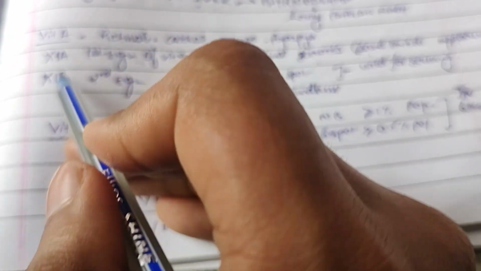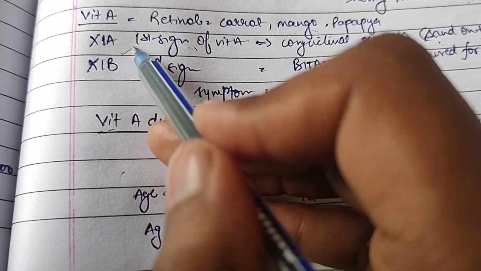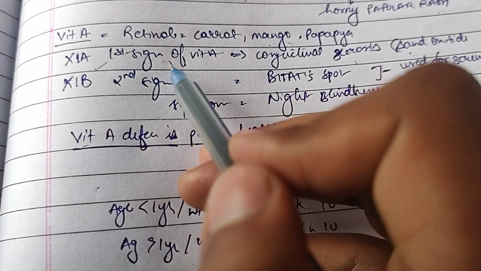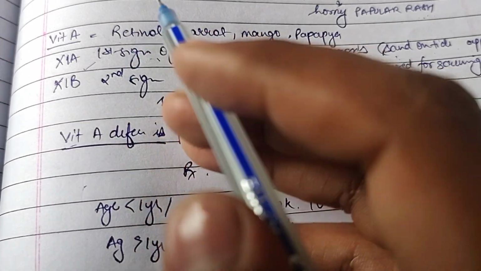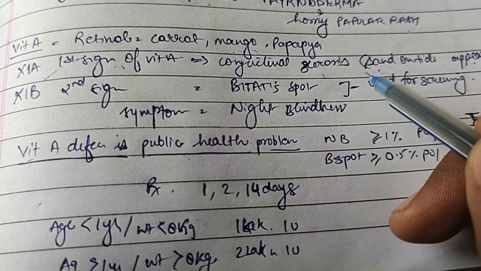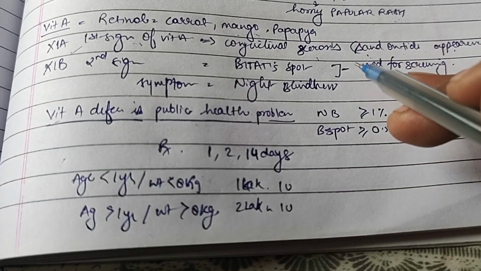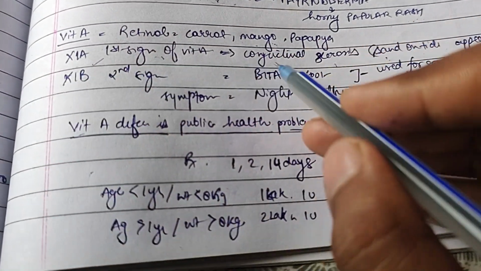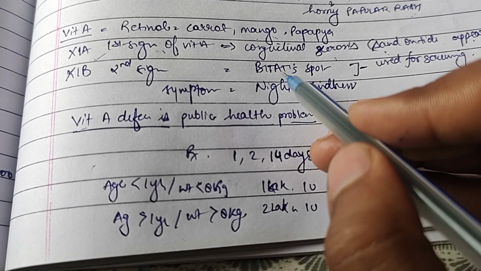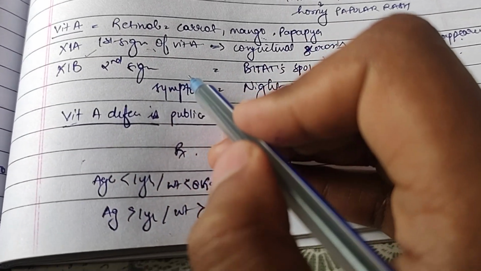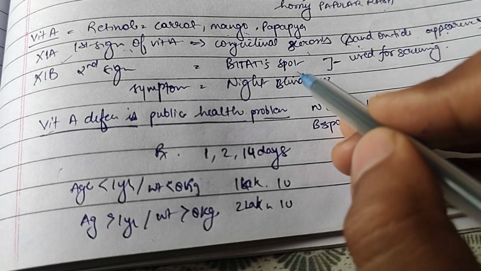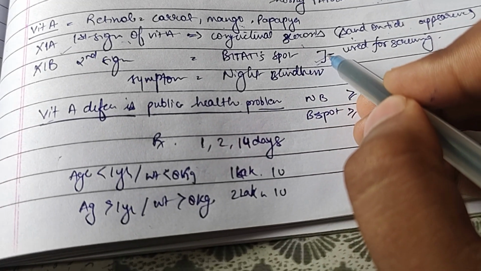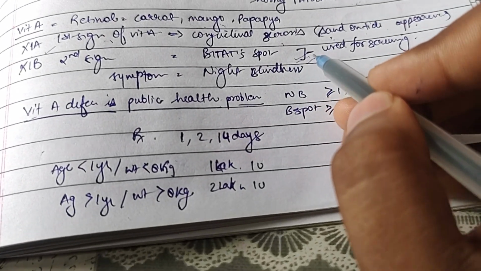It comes under X1A classification of xerophthalmia. Xerophthalmia comprises all the clinical manifestations, the ophthalmic complications or symptoms, caused by vitamin A deficiency. In the classification, X1A is conjunctival xerosis and X1B is Bitot's spot. This sign is clinically significant. It is used for screening because it can be easily seen by anyone, whether ASHA, non-clinical background, non-physician or common people.